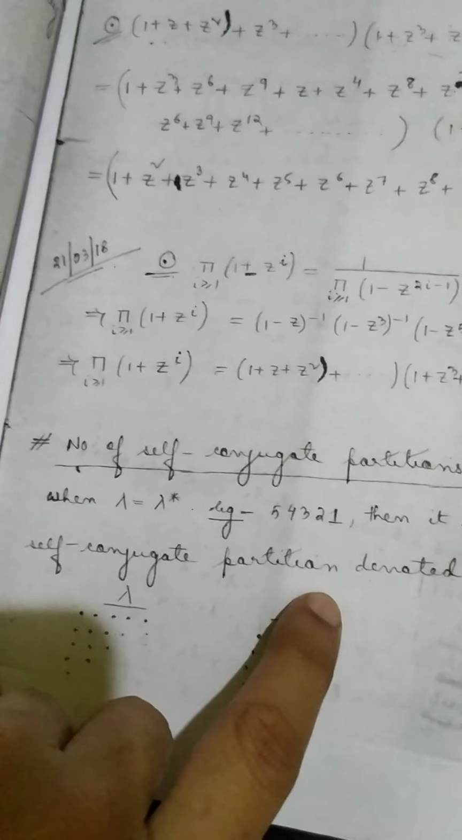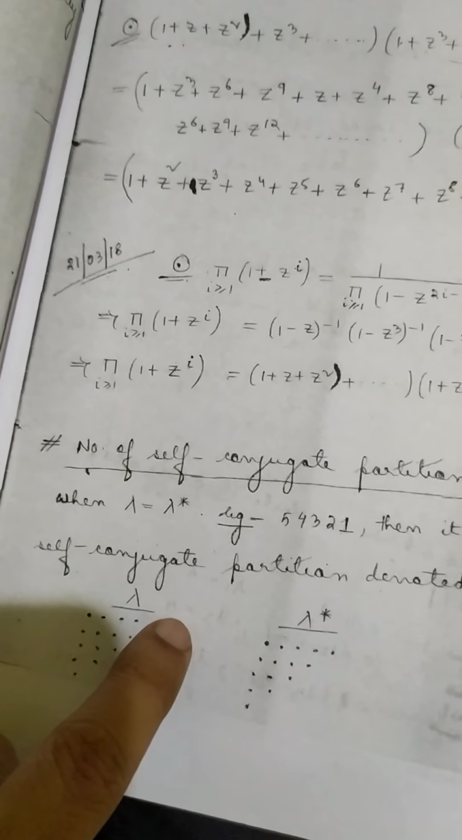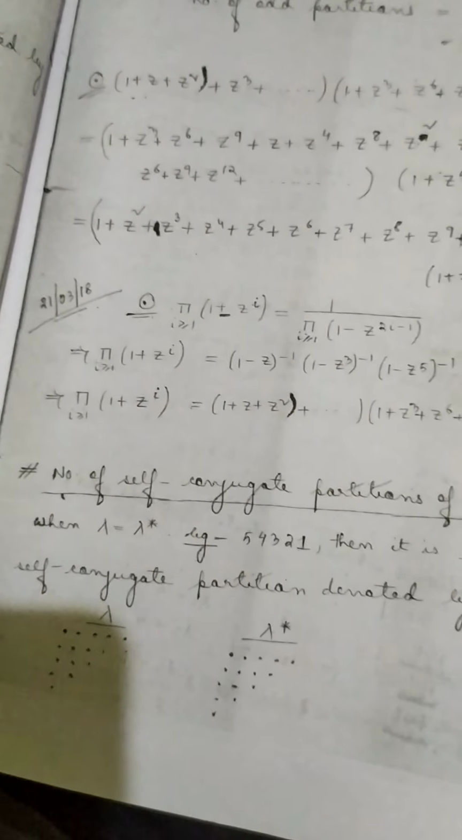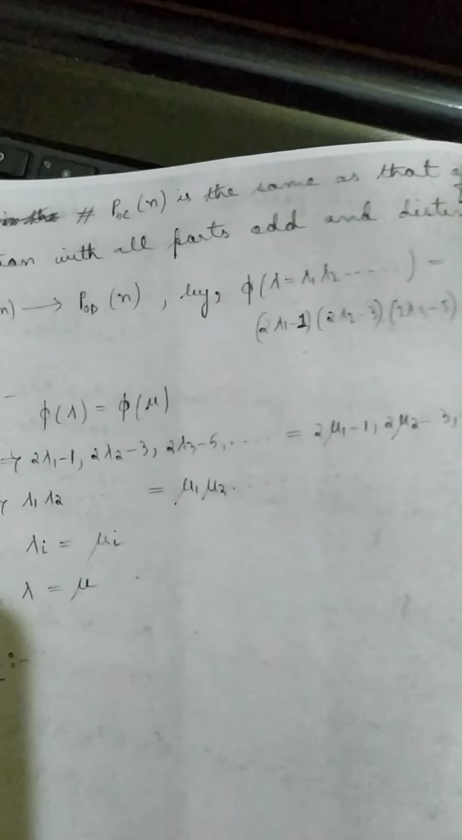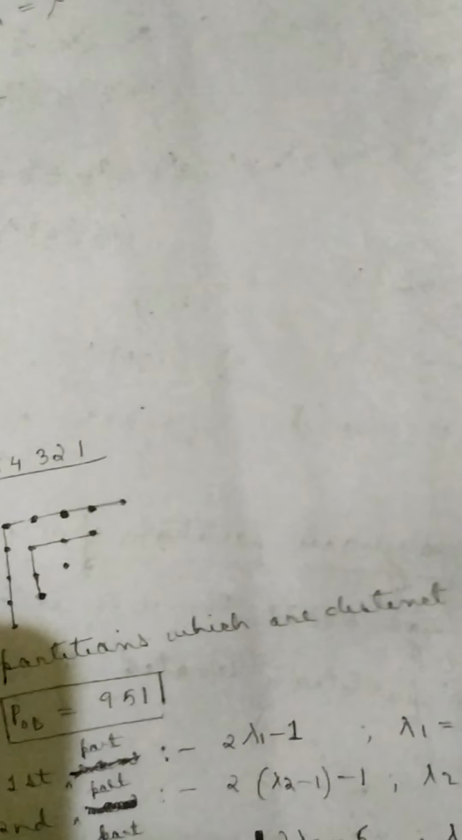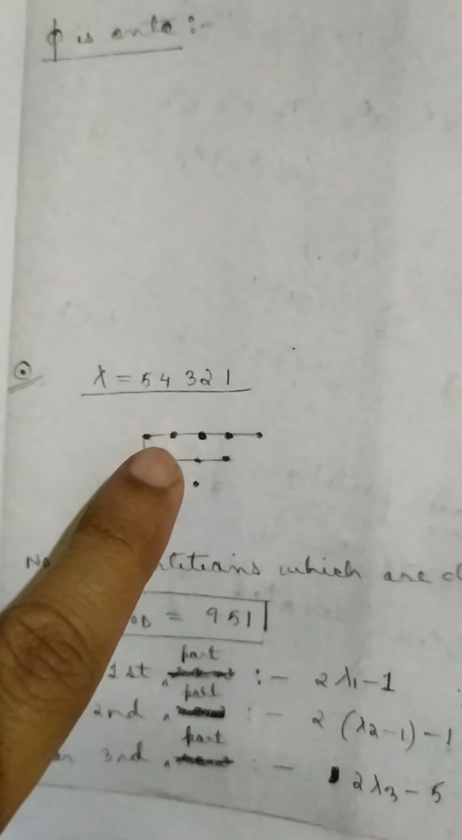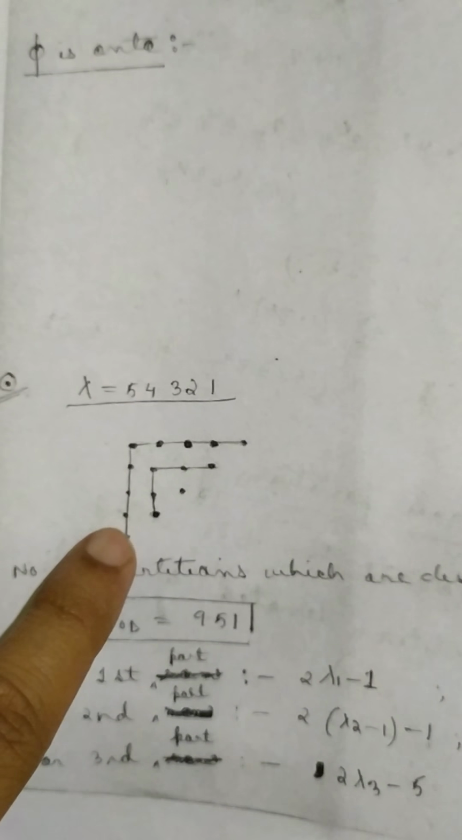Here, how many rows are there? 1 2 3 4 5. This is an example of a self-conjugate partition. Now, how can you count the number of self-conjugate partitions? By using the concept of hooks. This is the self-conjugate partition 5 4 3 2 1, and this is the corresponding Ferrers diagram.